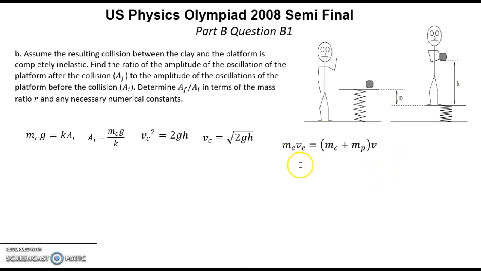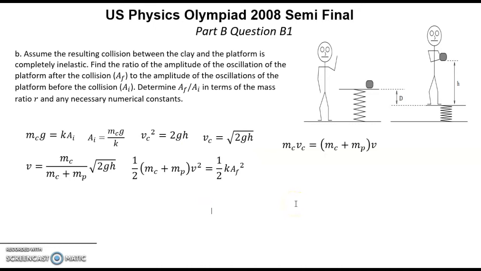So previous momentum mcvc was equal to new momentum, mc plus mp multiplied by our speed after collision. And now we can count what is this speed. That's this expression. And the last step is we can find what is the total kinetic energy in this position and equalize it to the potential energy of our oscillation at the point of amplitude. So we have this expression.